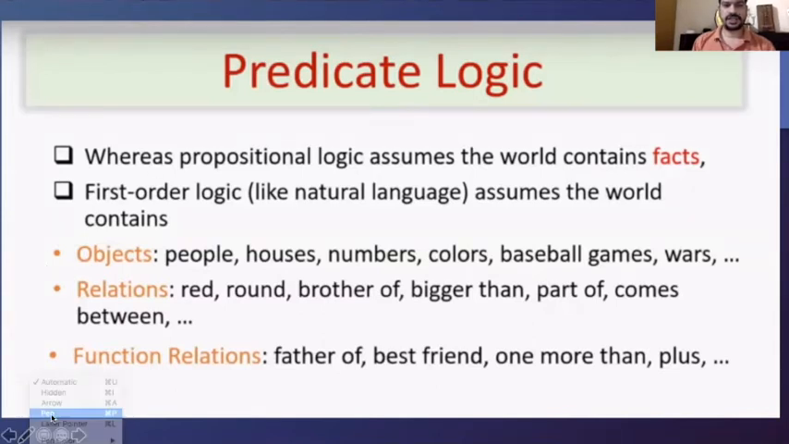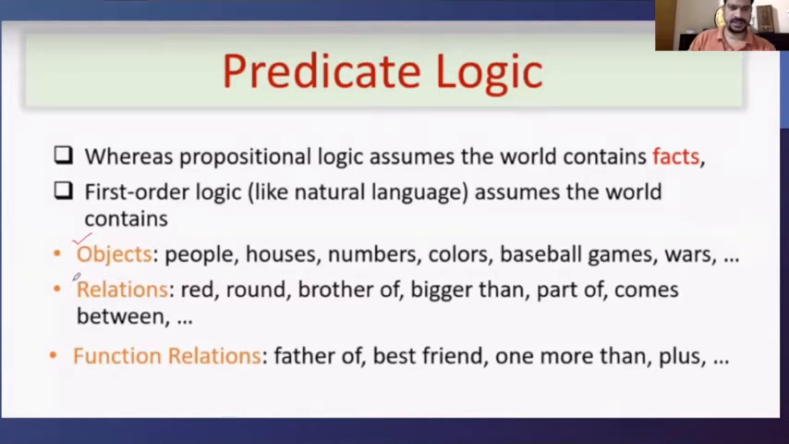The predicate logic assumes the world contains facts. This first order logic is like natural language. Assume the world contains objects. Because every sentence has some sort of objects, it will assume that there are some objects, and the objects could be people, houses, numbers, color, baseball game, wars, anything can be taken as an object.